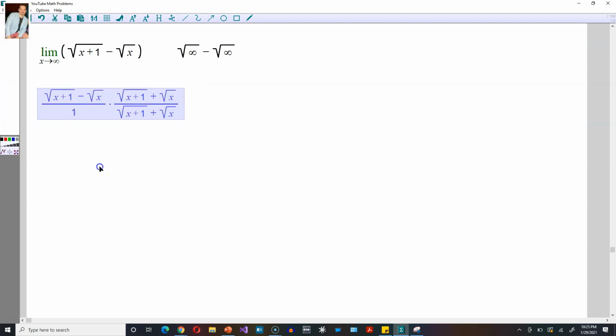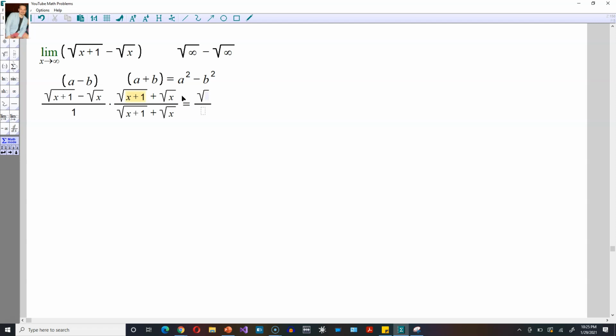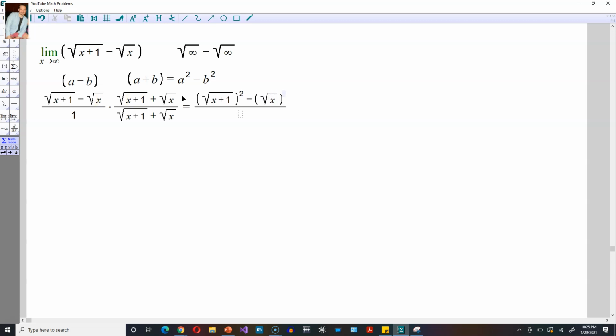So you have to try to match this to a known form. This is of the form a minus b, and this other one in this position right here is of the form a plus b. Perhaps you remember that when you multiply a minus b by a plus b, what you get is a squared minus b squared. It's a difference of squares pattern that applies, which means over here you would have the square root of x plus 1 squared, and then you would subtract the square root of x squared. And on the bottom you just have that same expression, root of x plus 1 plus the root of x.